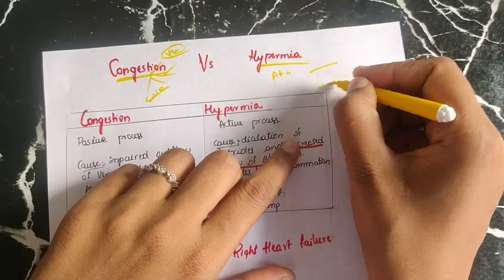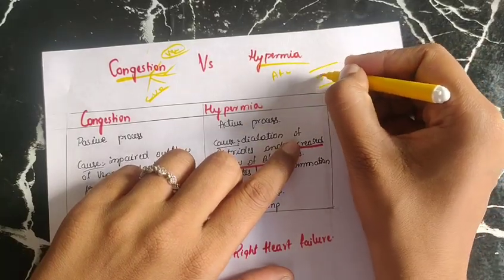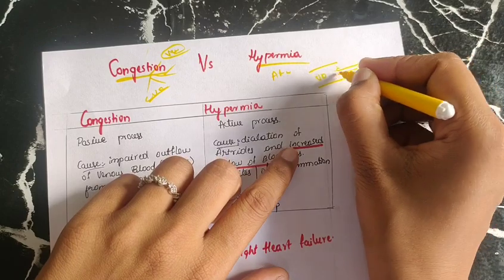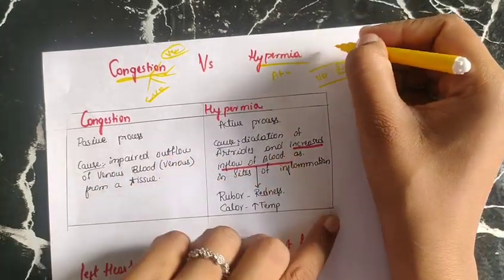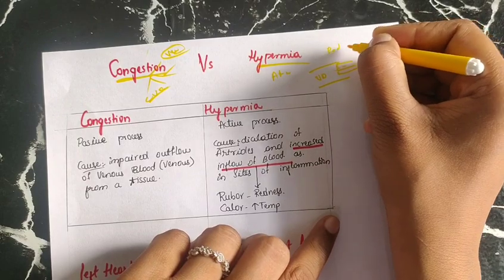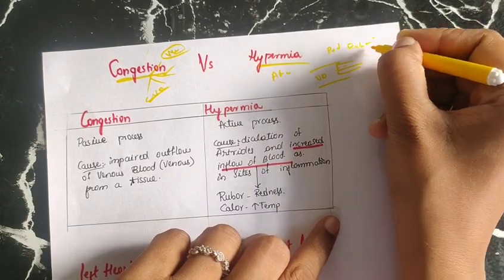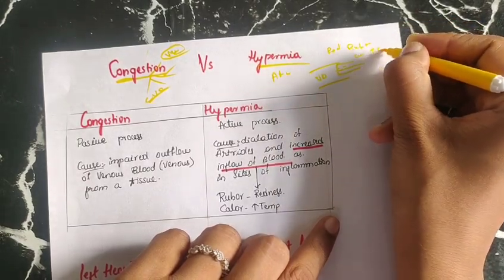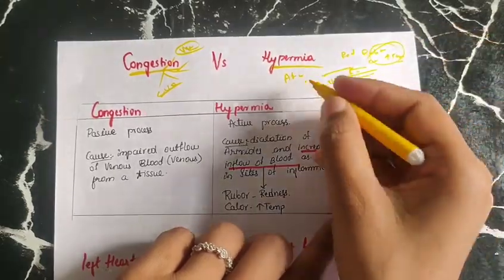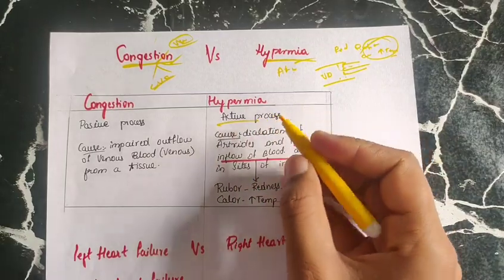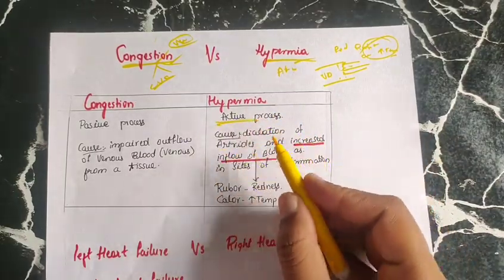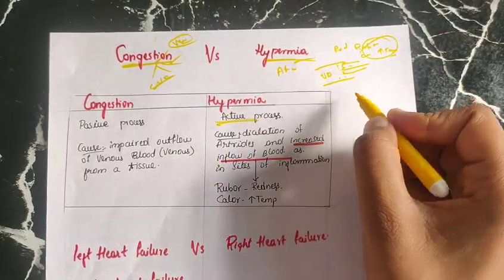Hyperemia means the arterioles undergo dilation. Vasodilation will be there, so there is an increase in blood flow. So redness appears. You can see rubor and calor. Rubor is redness, and calor is a raised temperature. These two you can see in hyperemia. Vasodilation is an active process. It requires energy. It actively dilates and then increases blood flow.